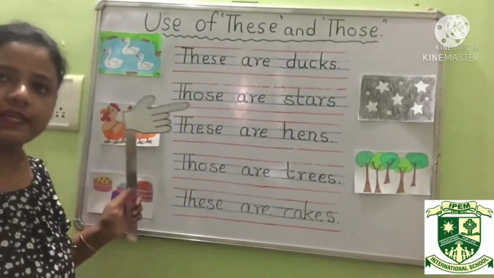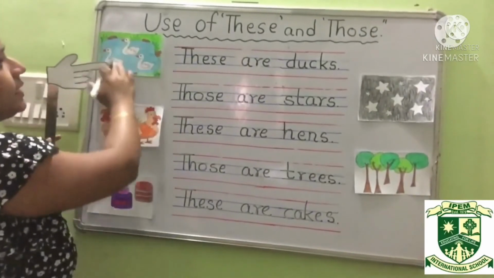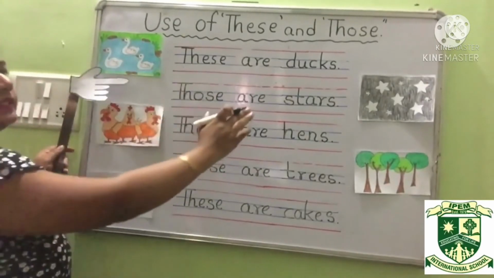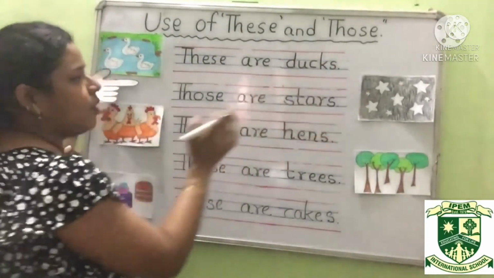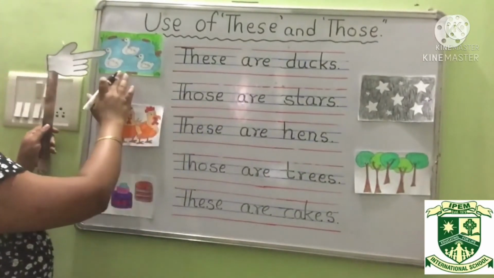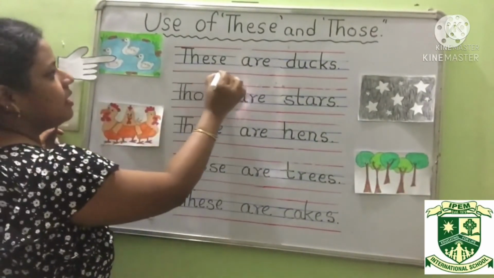So the concept is clear, children. Things that are close to us, we'll use these, and the things that are far away from us, we'll use those. Now recap.